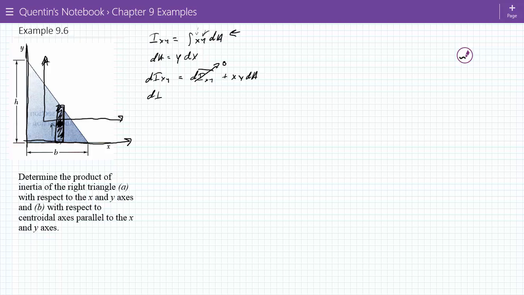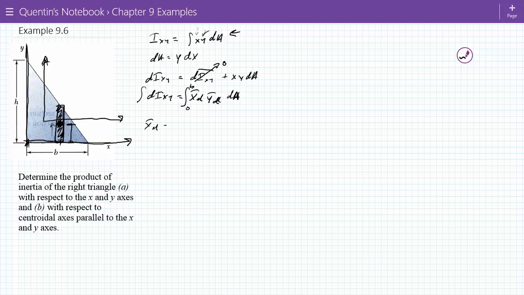So really dIxy is simply the distance from here to here, which we're going to call x bar of this little element, and then the distance from here up to there, which we're going to call y bar of that little element, times dA, the area of the little element. And that's how we're going to do it, because then we can integrate that, and in this case we want to go from 0 to b. But let's define some things.